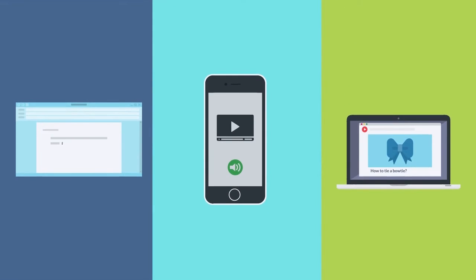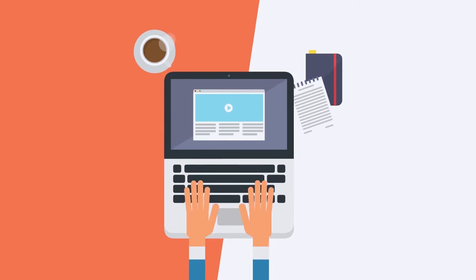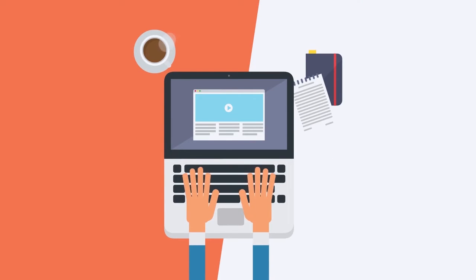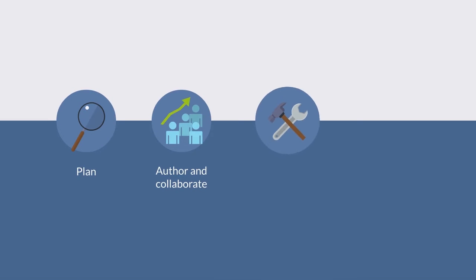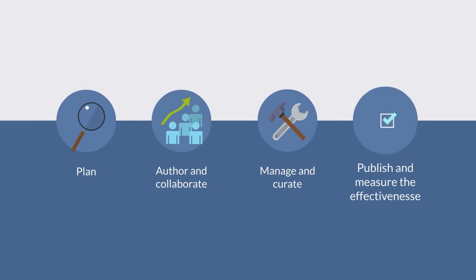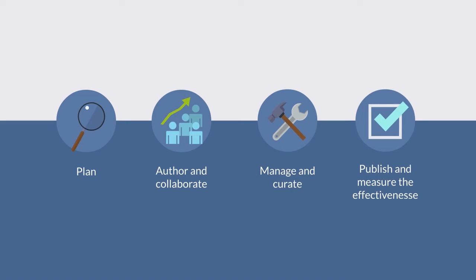The whole content creation process is often seen as complicated and difficult to structure. To take some of the mystery and drama out, we start by breaking it down into a few large steps that make that process tangible. Plan, author and collaborate, manage and curate, and publish and measure the effectiveness. Step 3. Integrate into the enterprise landscape.